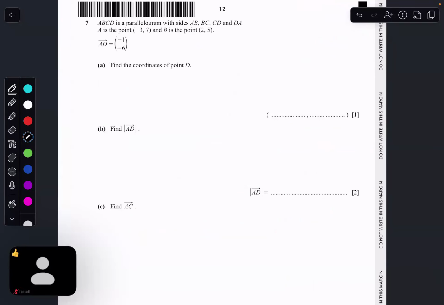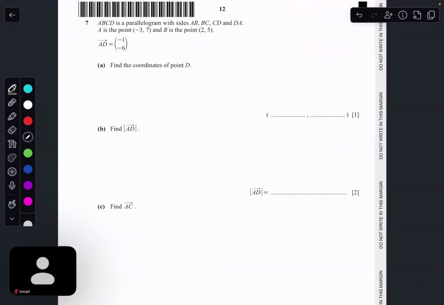Seven. ABCD is a parallelogram with sides AB, BC, CD, and DA. A is the point (-3, 7), and B is the point (2, 5). AD is (-1, -6). Find the coordinates of D.